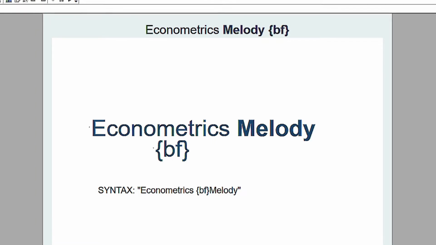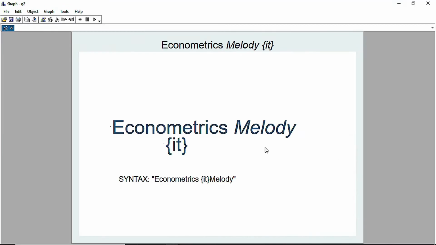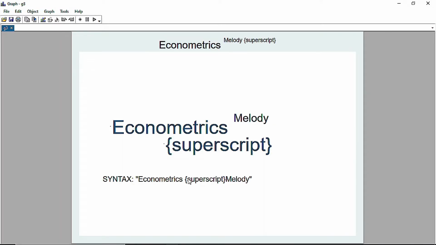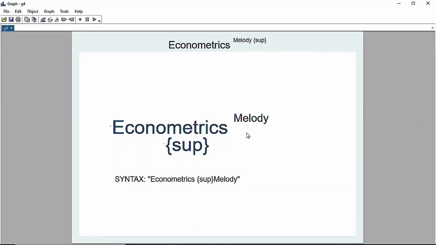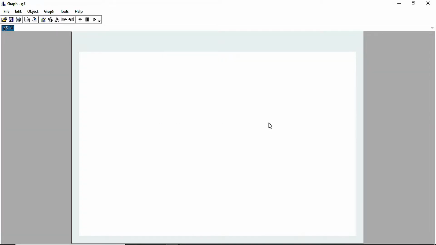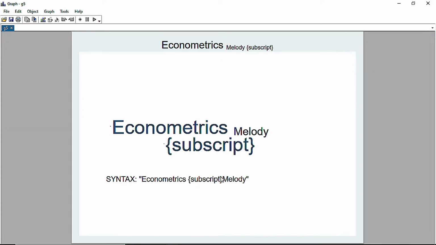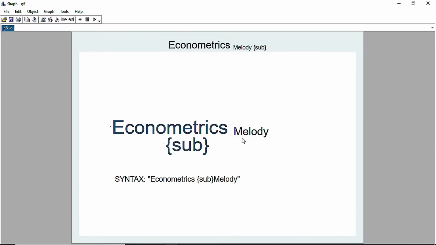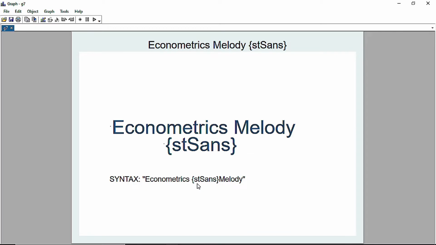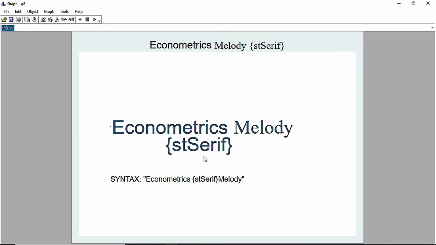Let's begin. The first one is font style, and it will display the kinds of font styles that we can use. And this is the syntax for that. Curly bracket IT, curly bracket SUP provides this superscript, curly bracket SUBscript provides this result. Subscript melody will now be subscripted, and SUB also gives the same result. SANS, this is the kind of font that we have.